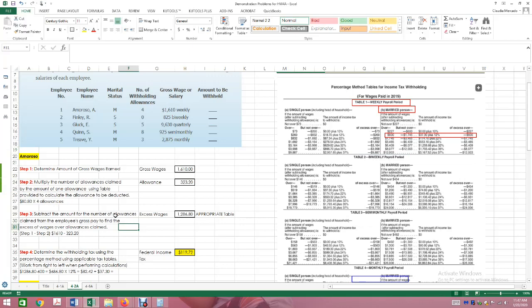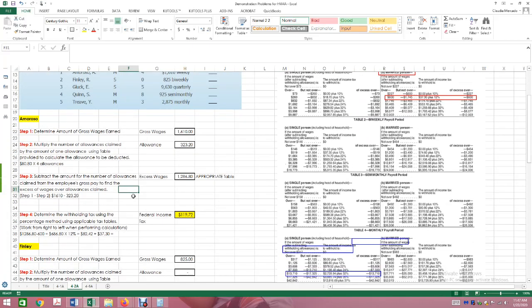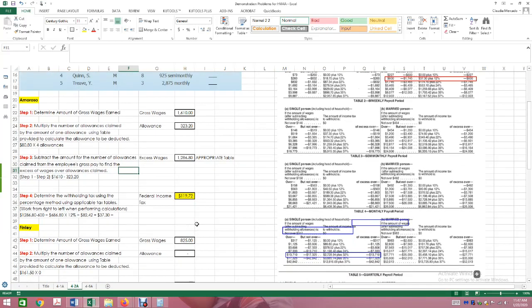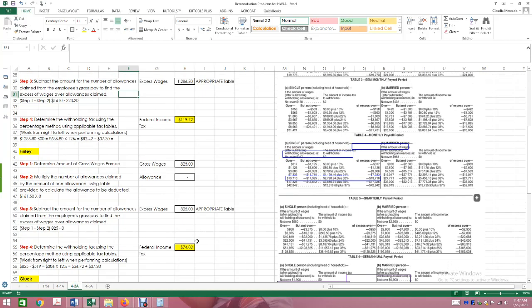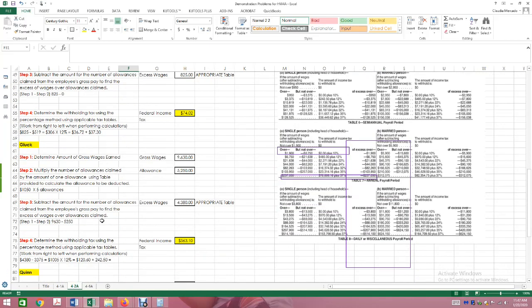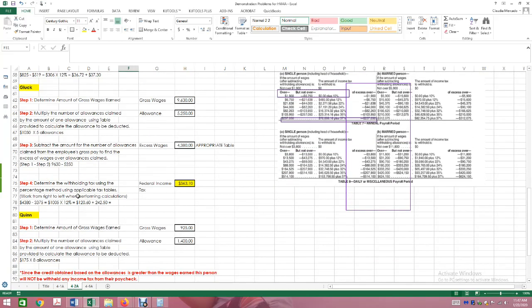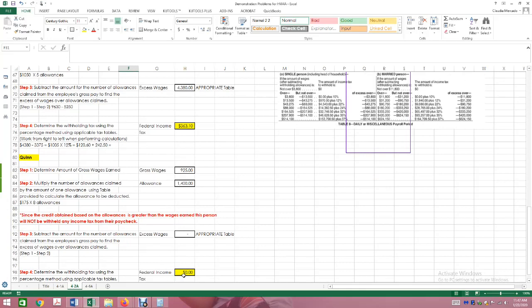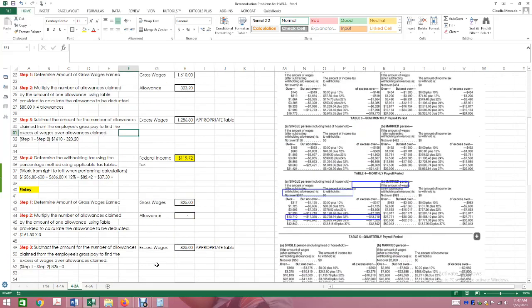I'm going to unhide this. These are the solutions. For Amoroso, they would get deducted $119.72 of taxes right here. For Finley, $74.02 will be deducted. Black is going to get deducted $363.10. And Quinn is going to get deducted 0 for federal income tax purposes.